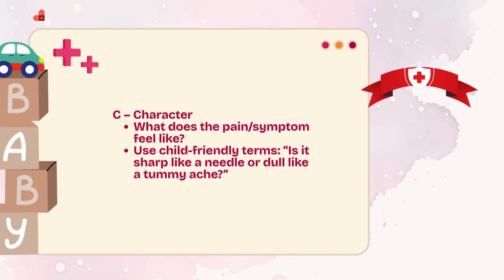Next, ask about the character of the symptom. What does the pain or symptom feel like? And for children, you can use child-friendly terms like, is it sharp like a needle or dull like a tummy ache? For pain, is it sharp, dull, burning, or cramping? For cough, is it dry or productive cough? With kids, use simple words or offer options when necessary.